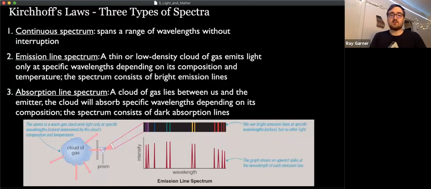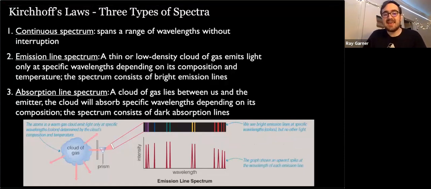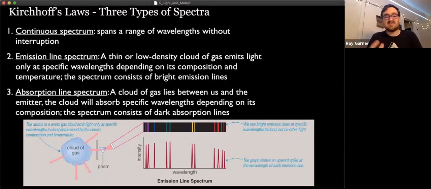An emission line spectrum is caused by a thin or low density cloud of gas emitting light only at specific wavelengths, depending on its composition and temperature. So the spectrum will consist of bright emission lines. Here we've got a cloud of gas, slightly warm. It will emit light at only specific wavelengths determined by the cloud's temperature or color. We take that light, put it through a spectroscope, a prism, and here's what we get. We get black at most wavelengths, but we see bright emission lines at specific wavelengths.